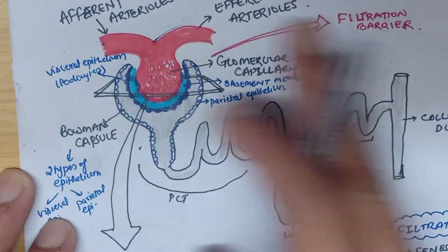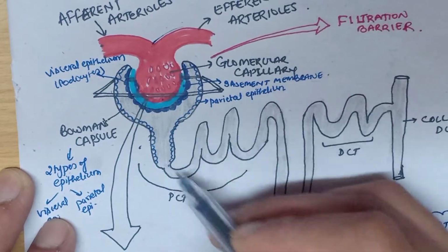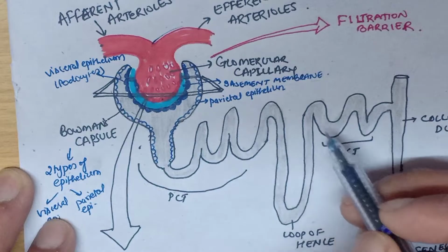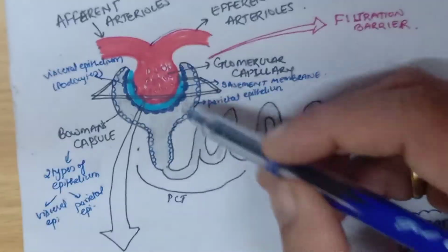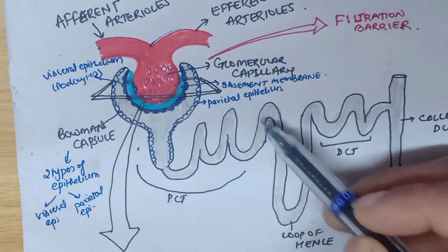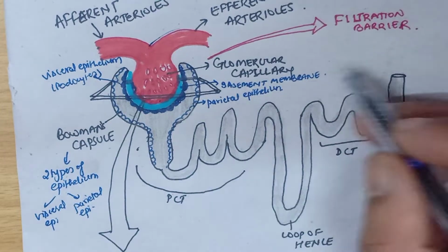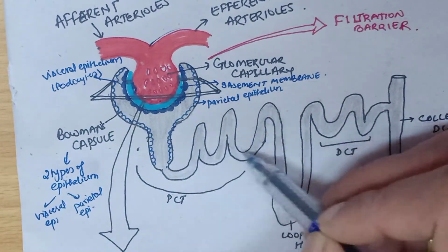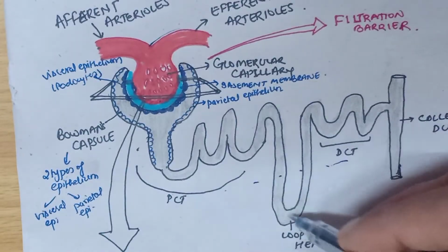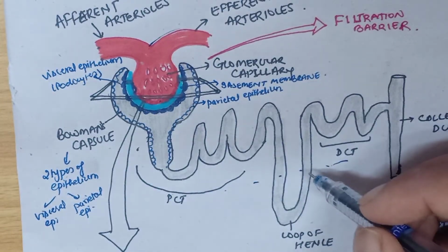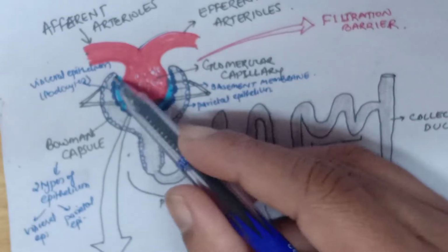So if this is a nephron which consists of the glomerulus, Bowman's capsule, PCT, loop of Henle, DCT and collecting duct, and the glomerulus and the complete tubules lie in the cortex only, then it is cortical nephron. And if this loop is sent into the medulla, it is juxtamedullary nephron. This Bowman's capsule has two types of epithelium.